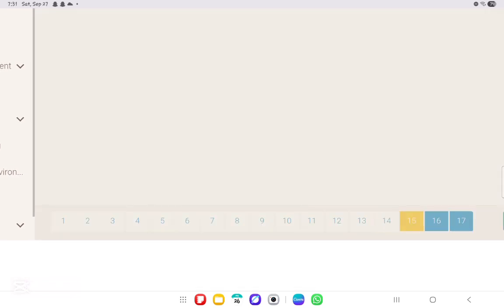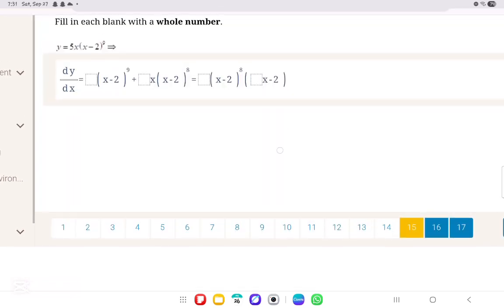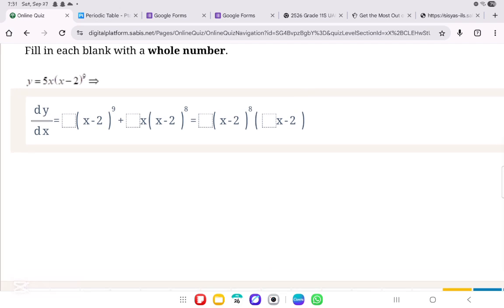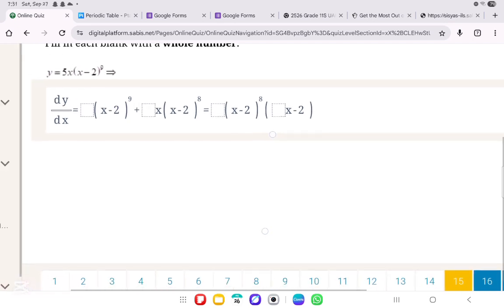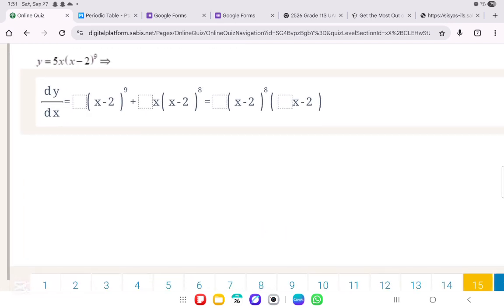We'll move on to the next question, which is question 15. They said 5x times x minus 2 to the power of 9. And they want us to what? They want us to find the derivative, or the process of the derivative. So let us start very simply. We're going to take it as what?